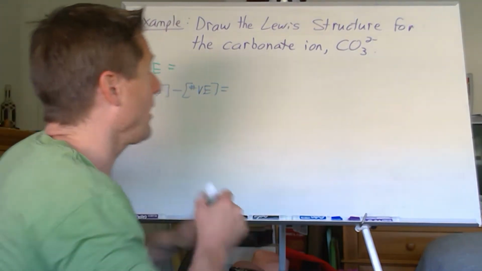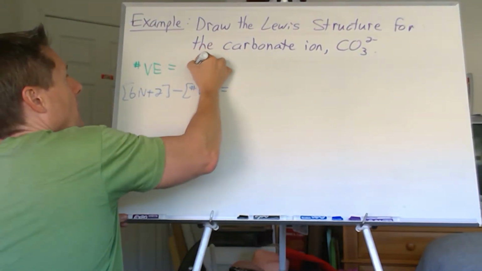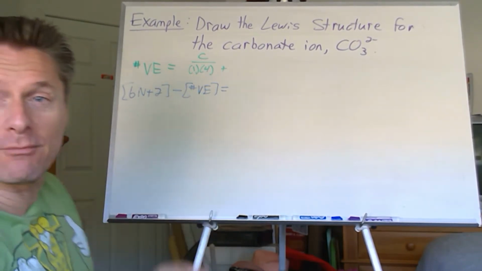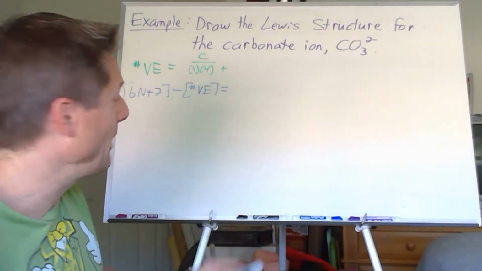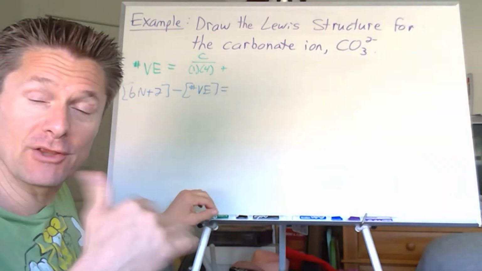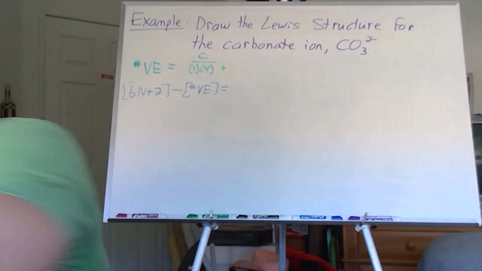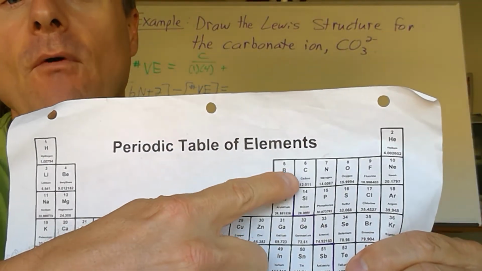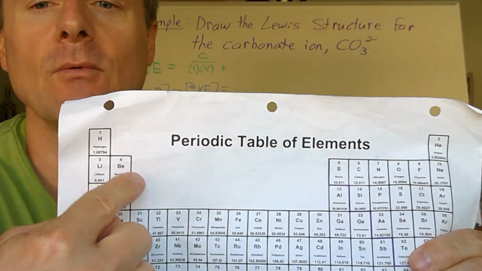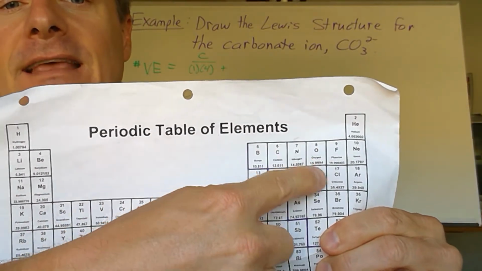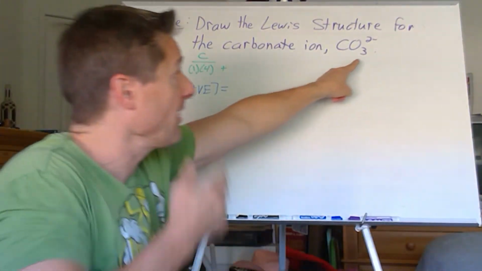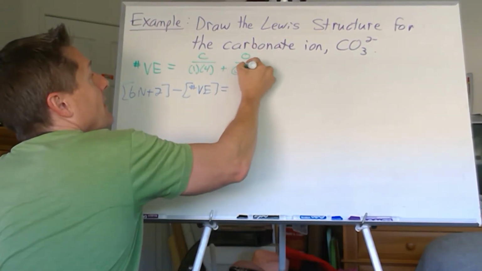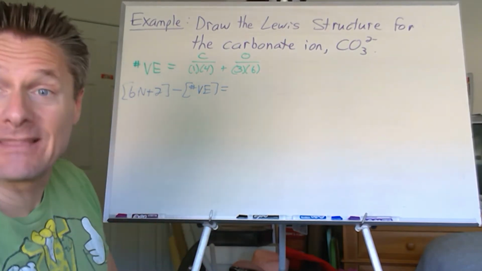So we got 1 carbon, correct? That is in group 4A. So 1 carbon throws 4 electrons into the pot. We should know that by now. Look on your periodic table. It goes 4A, so you just count across 1, 2, 3, 4A. Oxygen: 1, 2, 3, 4, 5, 6A. So we got 3 oxygens, each throwing 6 into the pot.